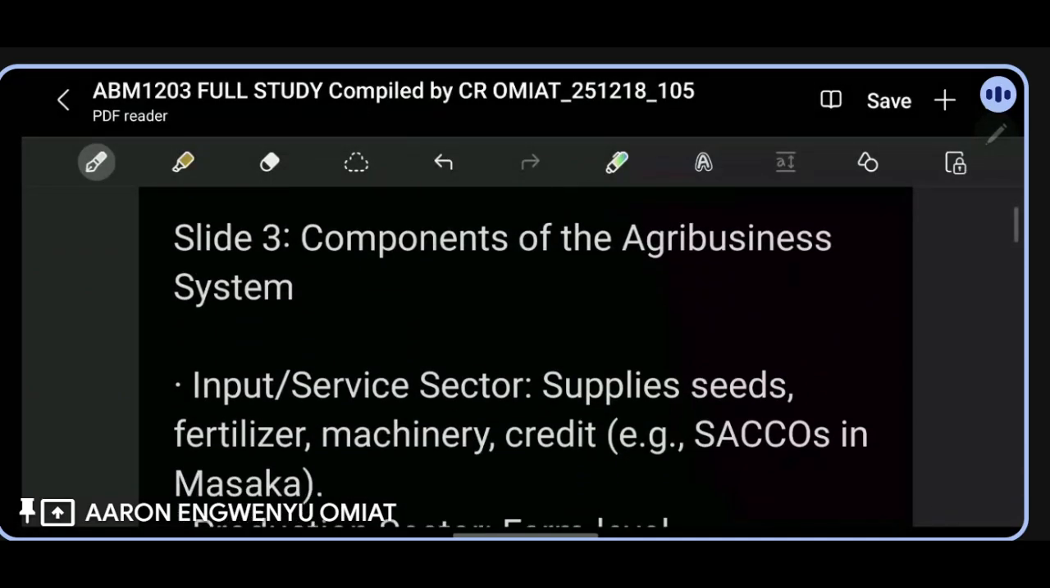And if we look at the components of agribusiness, we already said we have the input or service sector, which supplies seeds, fertilizer, machinery, credit. All these are inputs. Credit, money is input. When you find circles, you find banks. Those are all inputs.